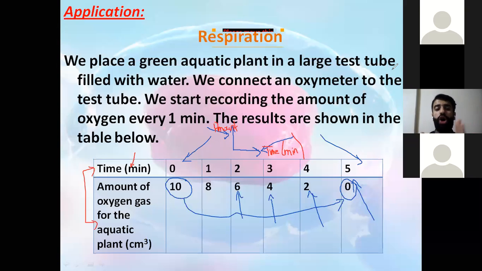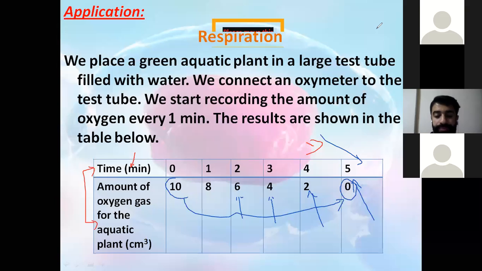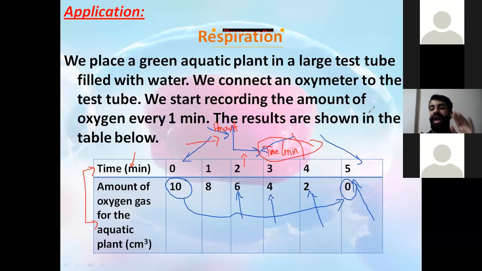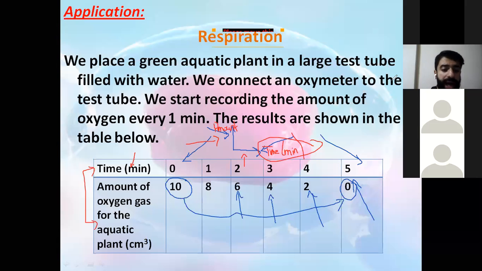Okay, thank you, Hassan. So always the one that's found up in the table should be down in the graph, and the one that's found down in the table should be up. They are opposite. So always the time should be down, on the x-axis. This is the x-axis. And the amount of oxygen should be on the y-axis. So this is for the graph. Okay? So always the one that's found up in the table should be down in the graph, on the x-axis, and the one that's found down in the table should be up in the graph.